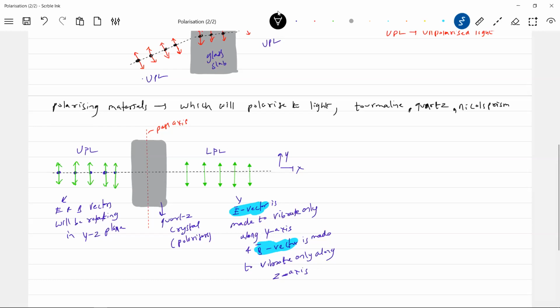Now, plane of vibration and plane of polarization, two terms which are very important. So what do you mean by plane of vibration, plane of polarization? Plane of vibration is what? XY plane. And the plane of polarization is what? We can take that as the XZ plane. So I'll write here only.